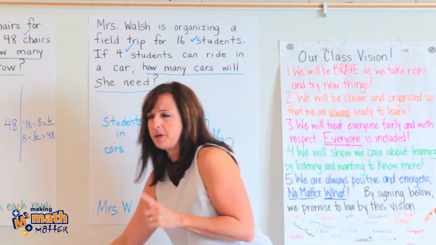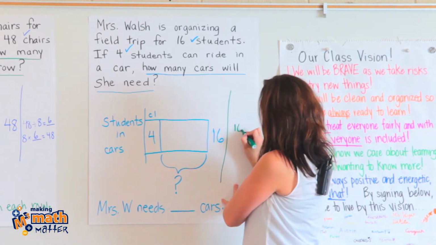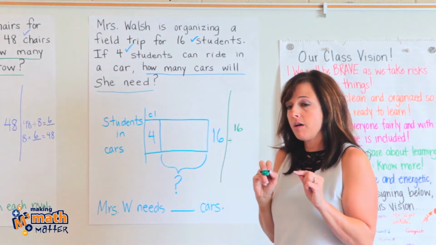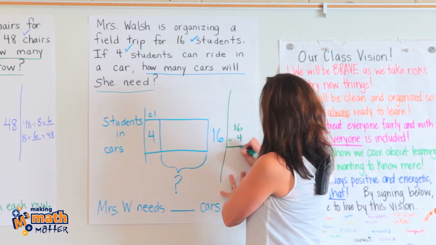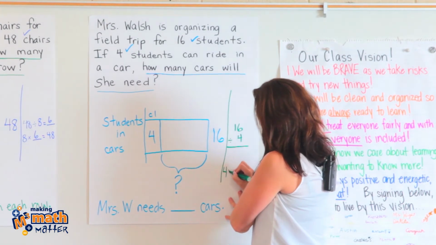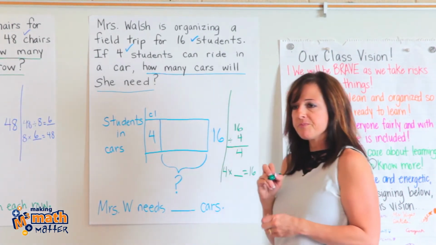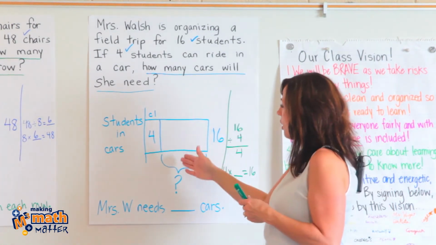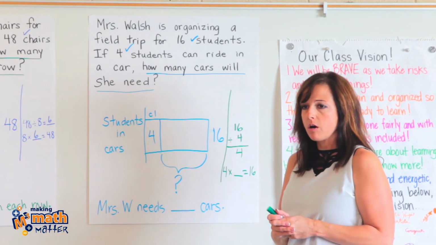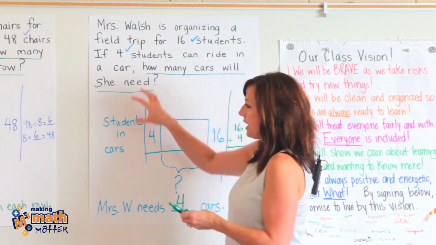So here's what I'm thinking. One thing I could do is I could say, well, I have 16 students, and I know I'm going to divide them into groups of 4. So 16 divided by 4, good thing I learned my multiplication facts. And I know that 4 times something is 16, and it's 4. Okay? So every time I have a car with 4 students, I'm going to get to the point where I need 4 cars.